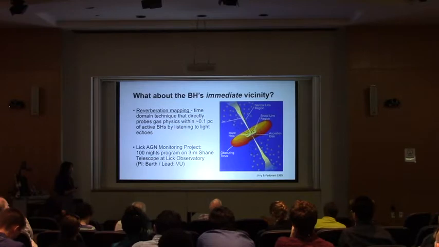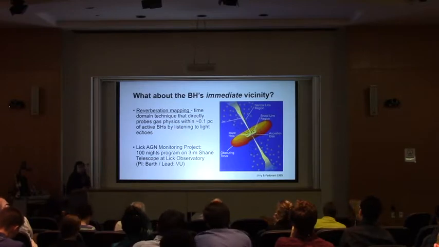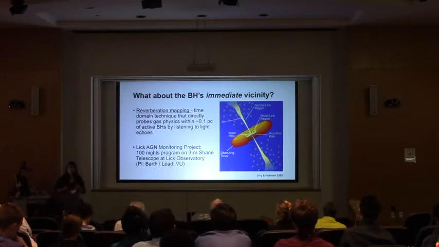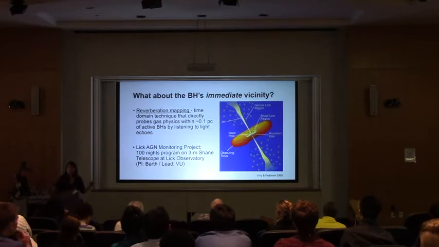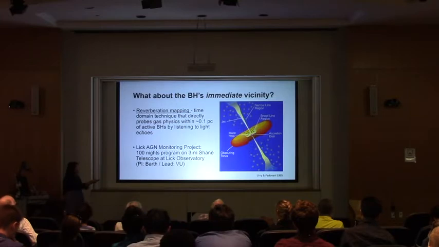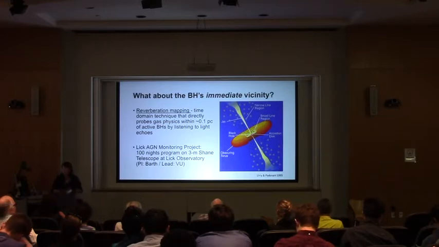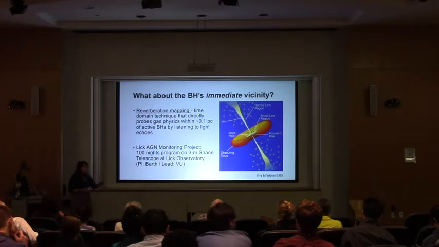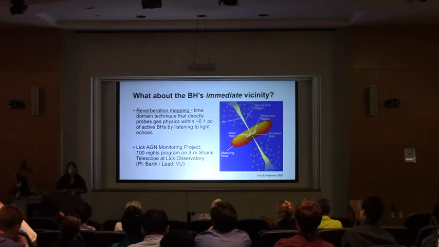Now, a topic that's near to my heart is thinking about not just black holes on the tens of parsecs scale in the galaxy environment, but also their immediate vicinity. If you want to look down to, for instance, the broad-line region and accretion disk area of the black hole, you cannot spatially resolve this right now, but you can do that with reverberation mapping, which is a time domain technique that allows you to directly probe the gas physics within the 0.1 parsec region of AGNs by listening to light echoes.